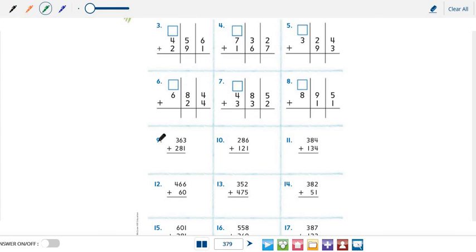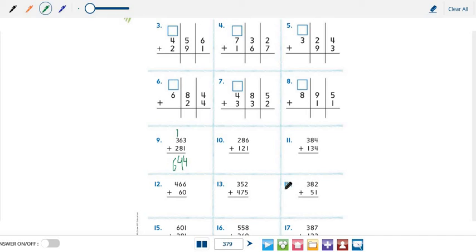Now let's solve question number 9. We have 363 plus 281. As usual, we will start adding ones. 3 plus 1 is 4. We don't have to regroup. 6 plus 8 equals 14. We have to regroup. So 4 for tens and 1 for hundreds. 1 plus 3 equals 4, and 4 plus 2 equals 6. So the sum is 644.